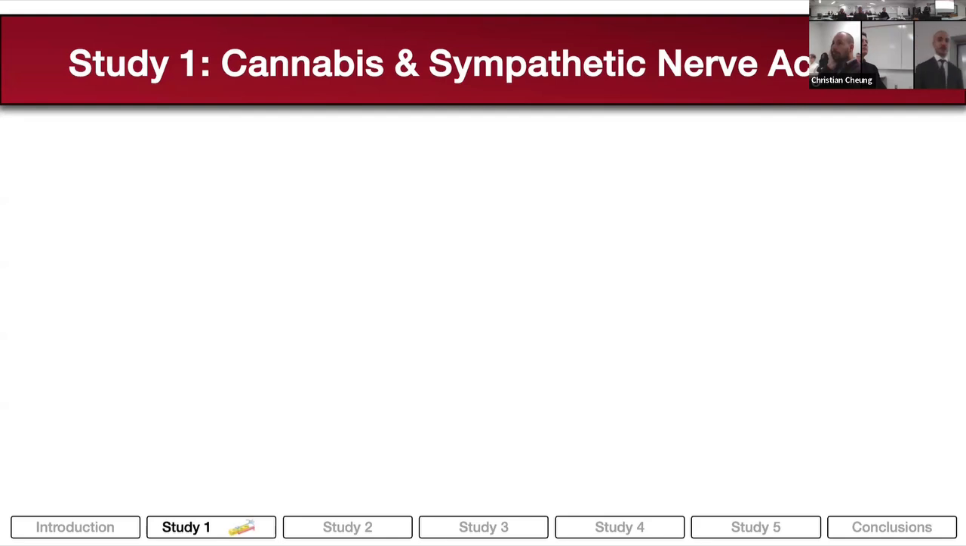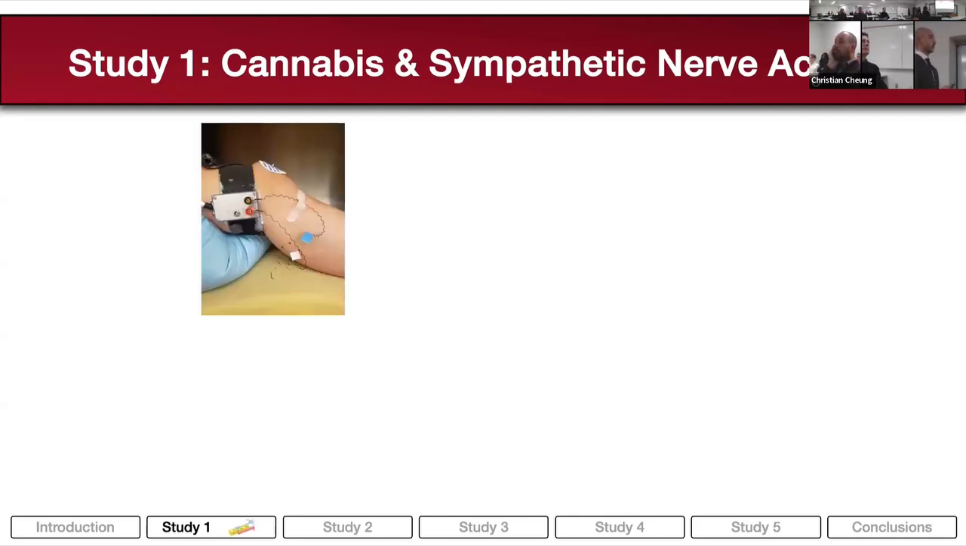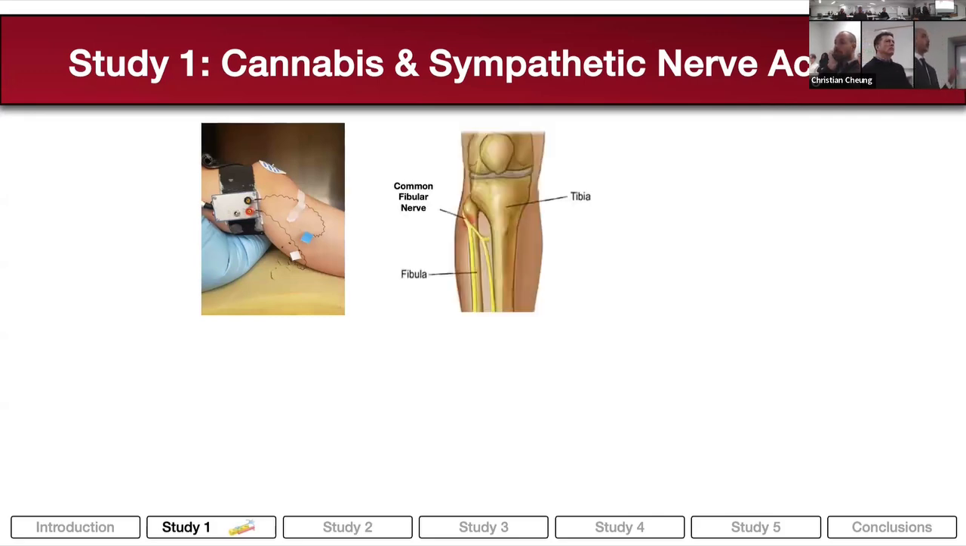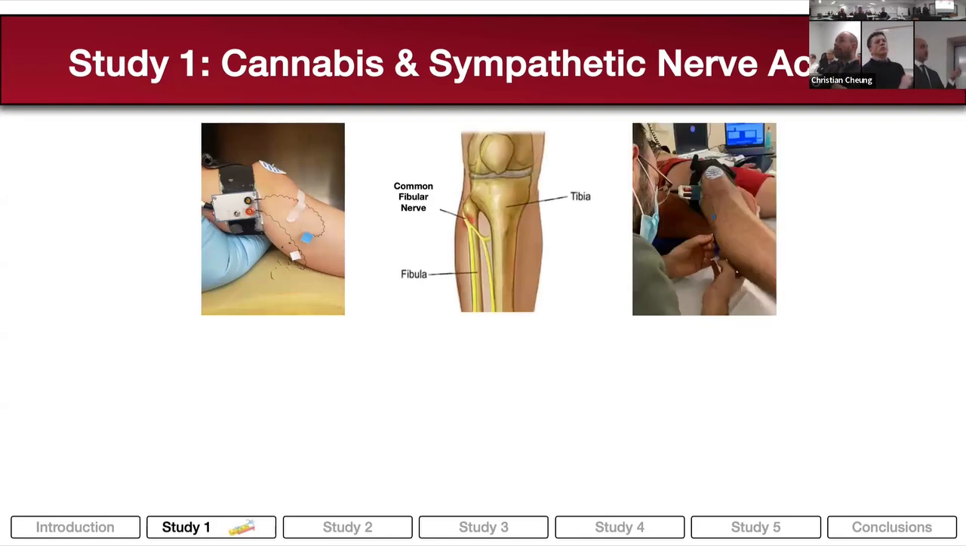So in collaboration with Phil's lab, we were able to test this question using a technique called microneurography, which involves inserting microelectrodes in the common fibula nerve of the lower leg. In this technique, we then position those electrodes near sympathetic nerve fibers to record their activity, which we call muscle sympathetic nerve activity, or MSNA for short.